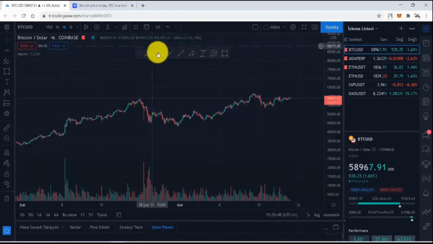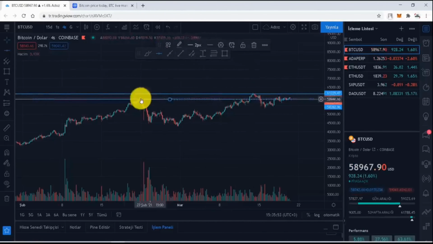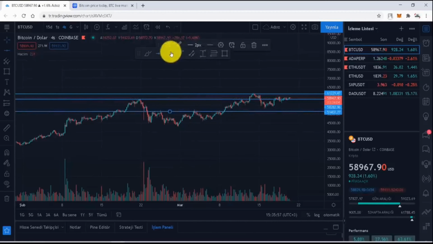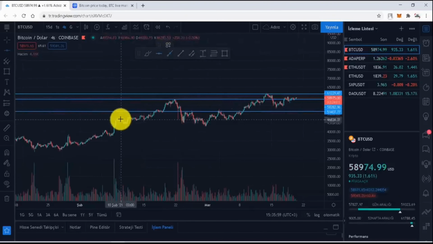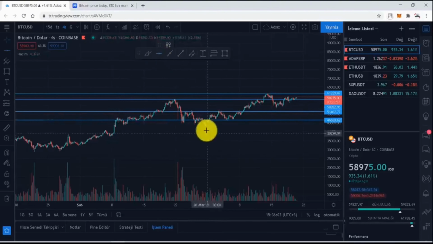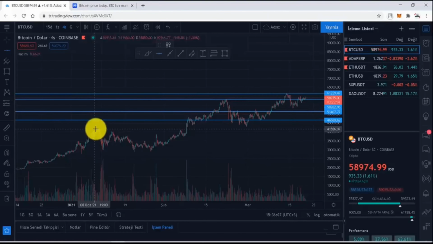Now let's quickly draw our support and resistance points again. This is a resistance. This is another resistance from the previous peak. These are also a resistance. This area is again a resistance. Look at it this way. It has been a resistance before as well. Here, it has always worked as support. Again, here we are supporting 42,000, right?